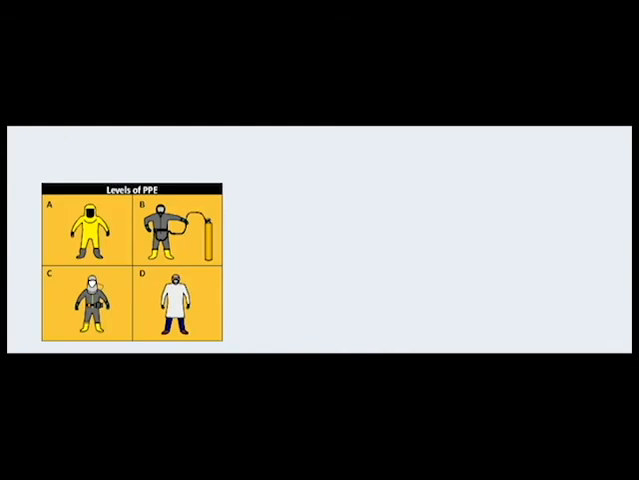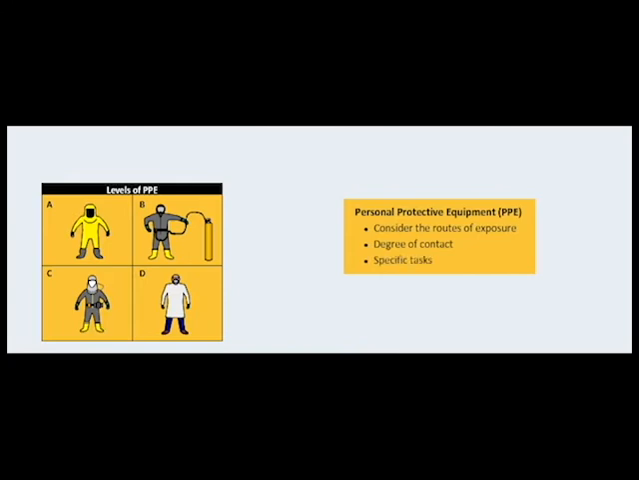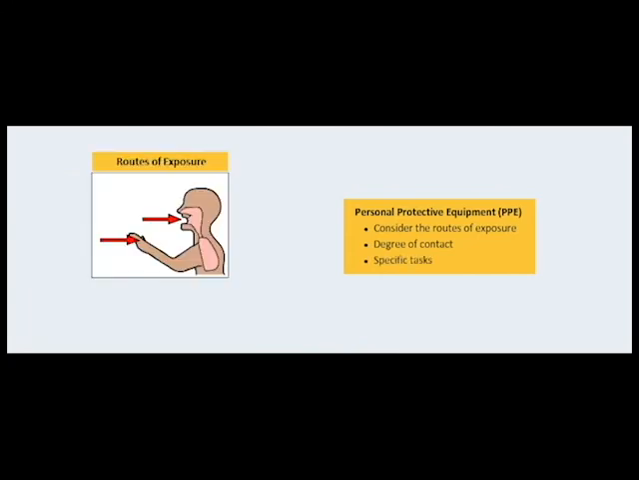Step 7. Decide level and type of personal protection equipment. Personnel designated to perform decontamination must be equipped with personal protective equipment, or PPE, that is appropriate for the hazardous substances they expect to encounter. In most cases, its identity will be initially unknown. Factors to be considered in the selection of PPE include routes of exposure, degree of contact, and the specific task assigned to the user. The primary routes of exposure are inhalation, ingestion, and direct contact.